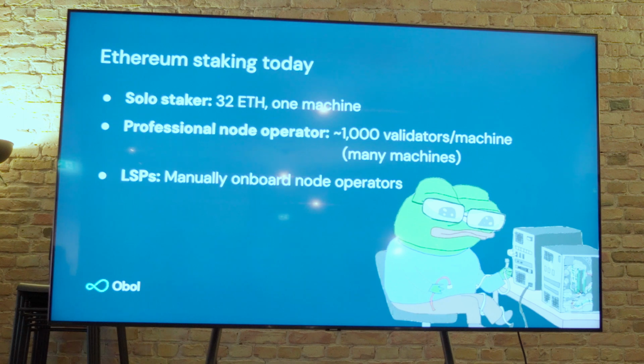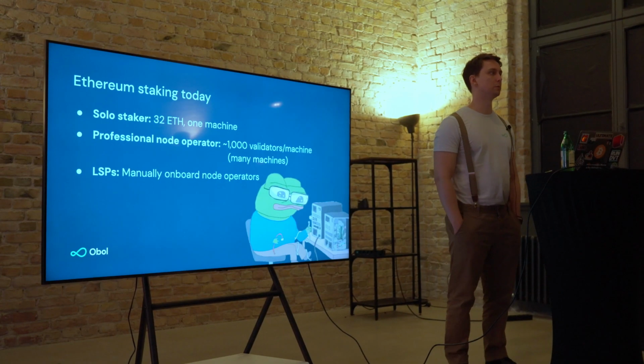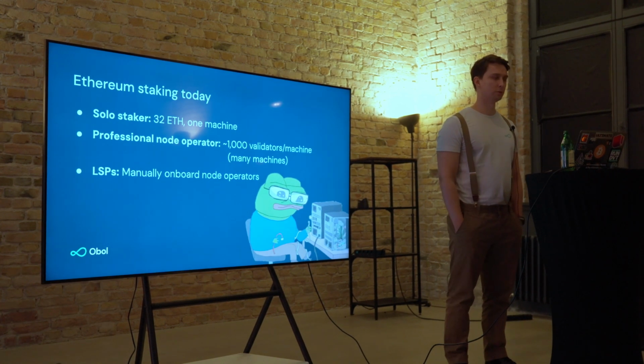If you're a professional node operator, typically you'll run maybe up to 1,000 validators per machine, and you'll have many machines. So if you're running 5,000 validators, maybe you'll have 5 machines plus 2 or 3 backups. And Florian will tell you a bit more about how they do things after my talk.